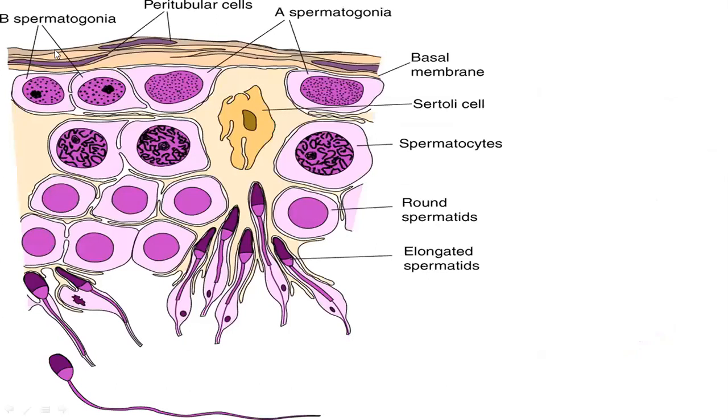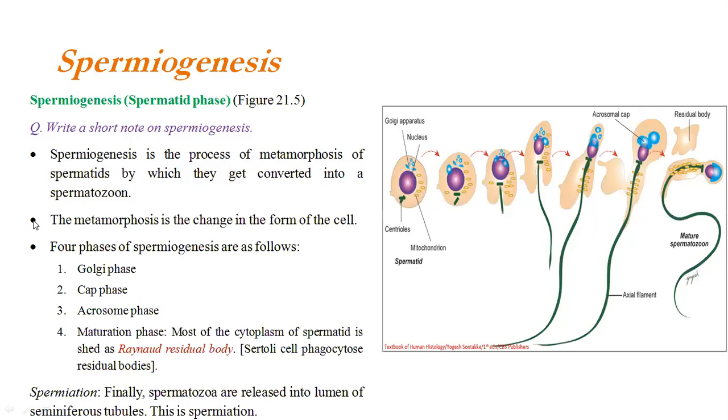Now see, this is the basement membrane or the basal lamina. These are all developing spermatogonia. Okay, then we find the spermatogonia type A, type B. Then we have primary spermatocytes, secondary spermatocytes, spermatids. Then we have mature sperms. In between these are the supporting cells, the Sertoli cells, mother cells, nourishing cells.